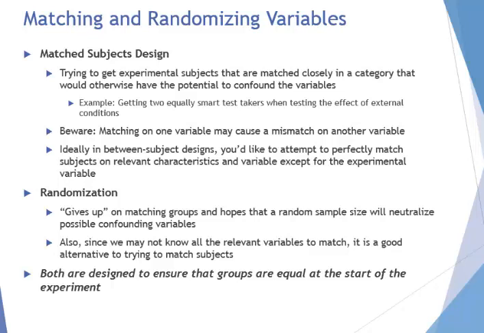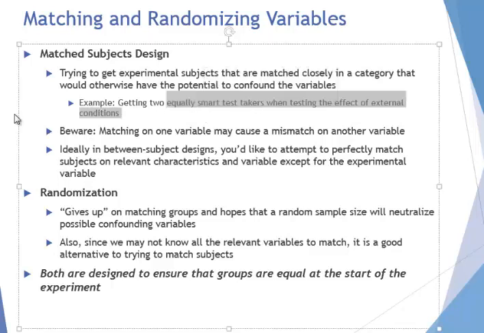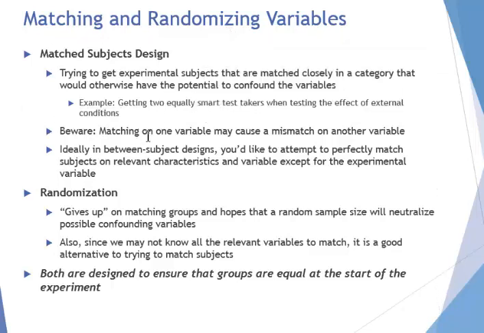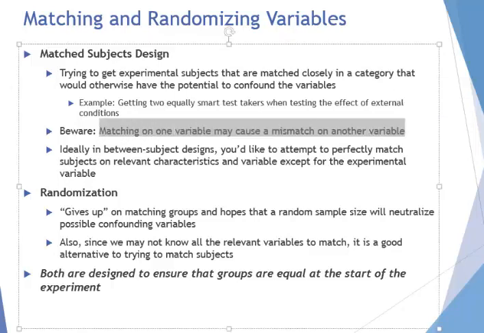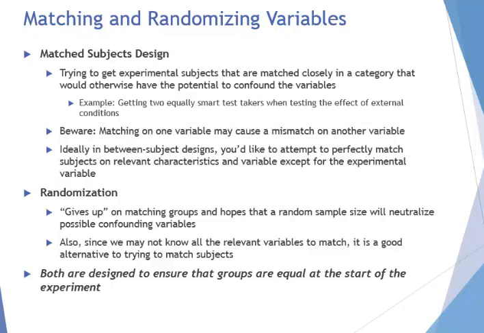And now we have a different question about what the best way to minimize confounding variables is. What's the best way to try to make sure that you have a good baseline? Well, one possibility is to try to match the subjects, try to get all the experimental subjects that are matched as closely as possible to avoid having confounding variables, getting two equally smart test takers in our hot and cold room. And of course, one problem with that is matching on one variable may cause a mismatch in the other. You get two people who may have the same intelligence, but maybe they have different stamina levels, or maybe they're at different stages of health, or whatever it is.